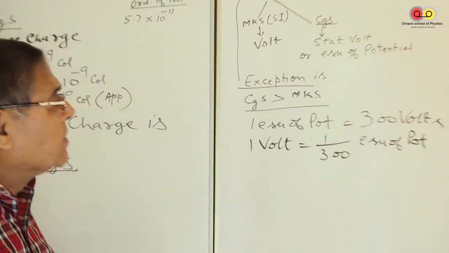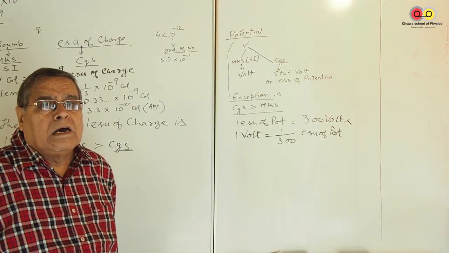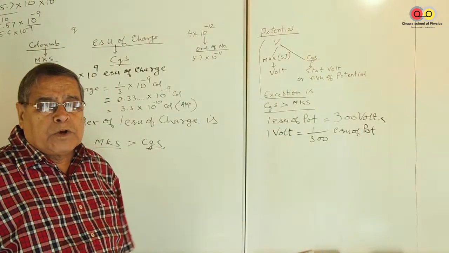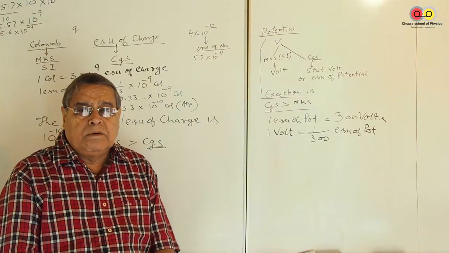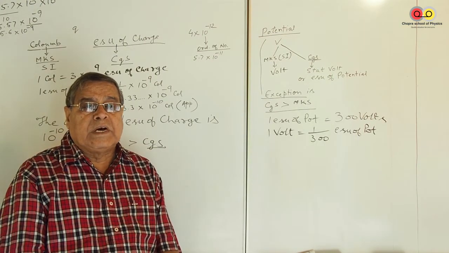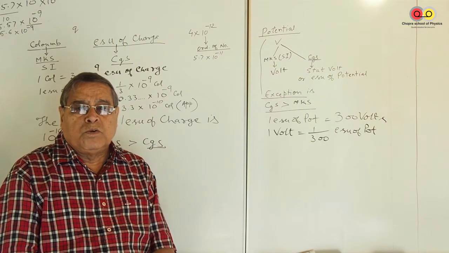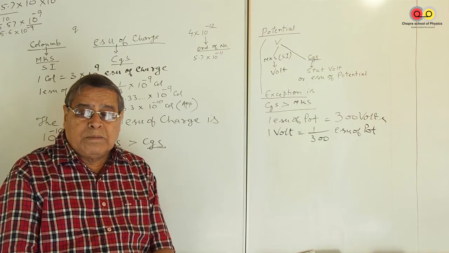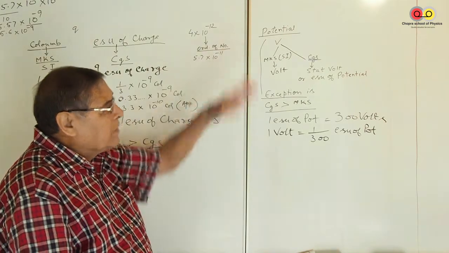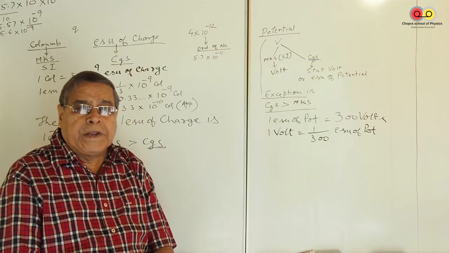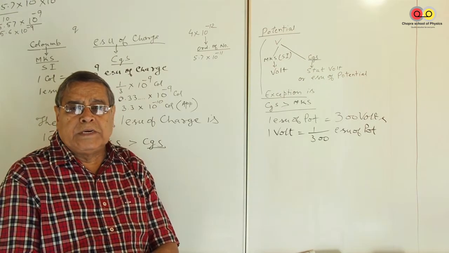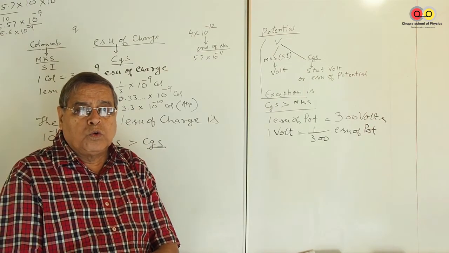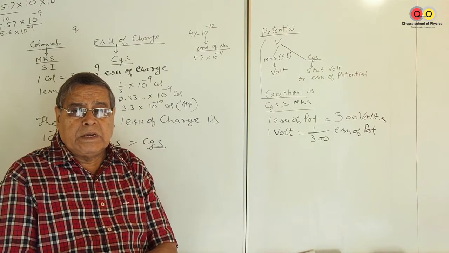Definitions can be elaborately discussed wherever that is necessary. Otherwise, you have already read in the books what potential basically is. Potential is the work done to bring unit positive charge from infinity to a point within an electric field. So once more I am repeating that potential is the work done to bring unit positive charge from infinity to a point within an electric field.